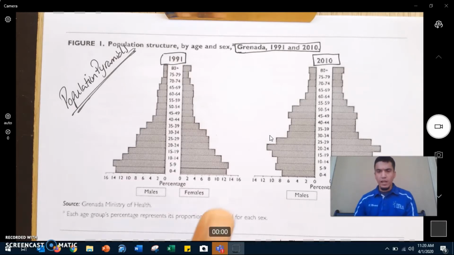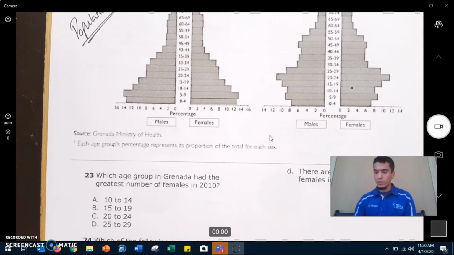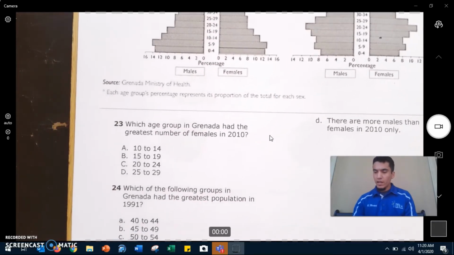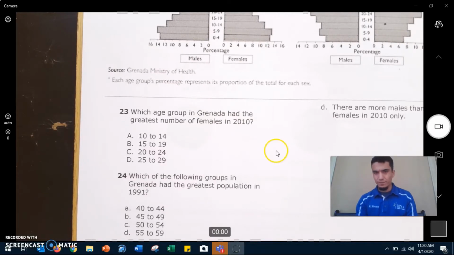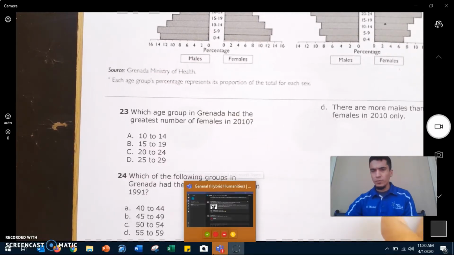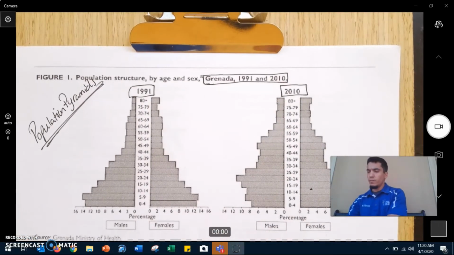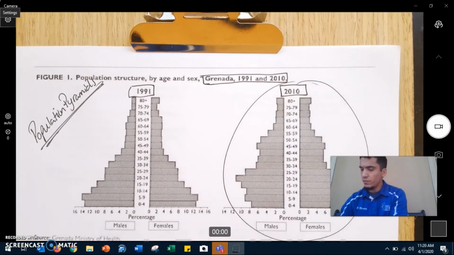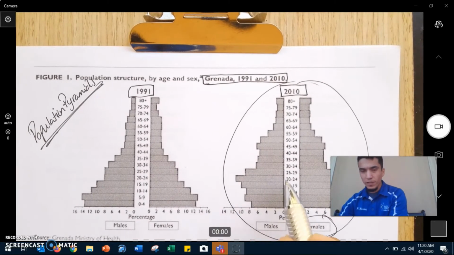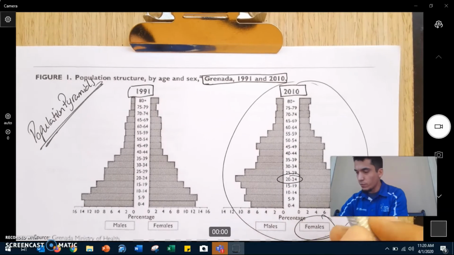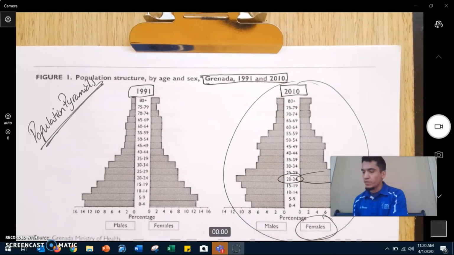So looking at this chart, question 23 asks which age group in Granada or Grenada had the greatest number of females in 2010? What we're going to want to do is go back up and make sure we're looking at the right chart. Okay, and we're looking for females. We're looking for the largest age group, and I can see right away the 20 to 24 age group is going to be the largest here at 10%, 11%, right?